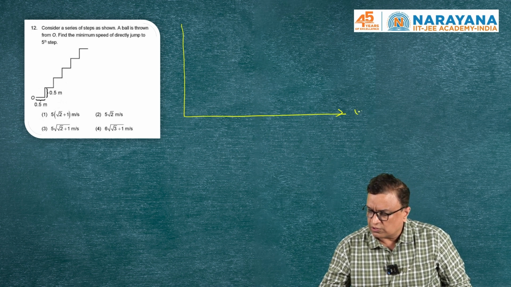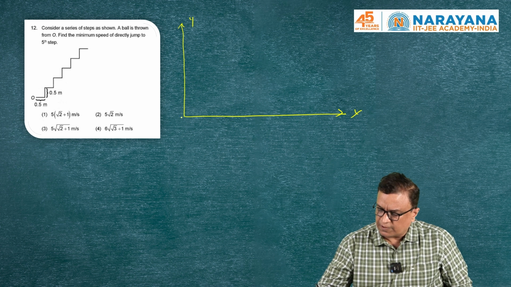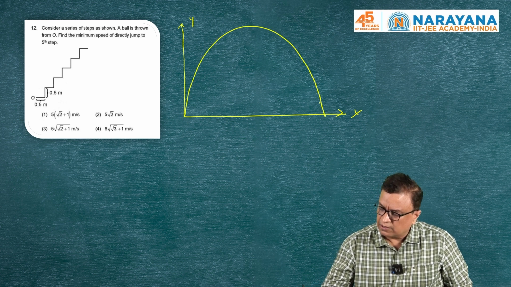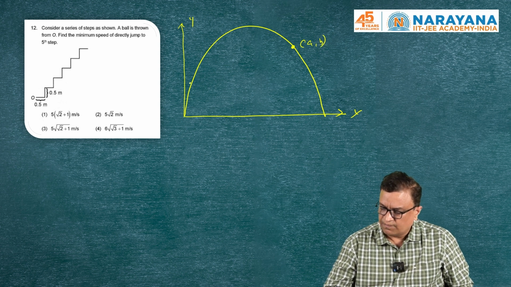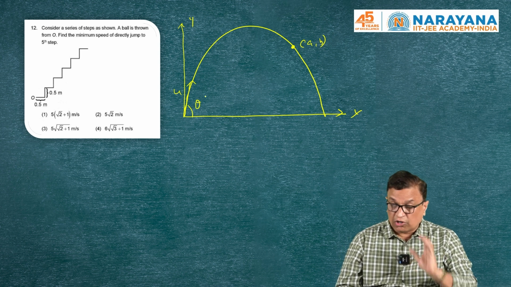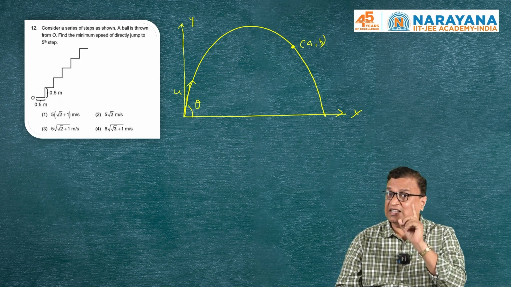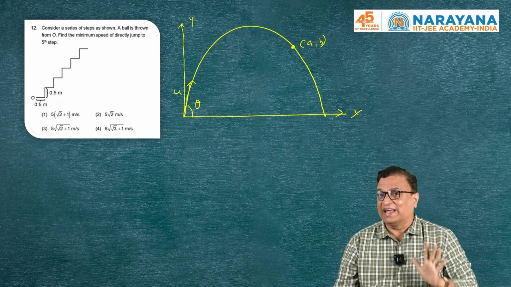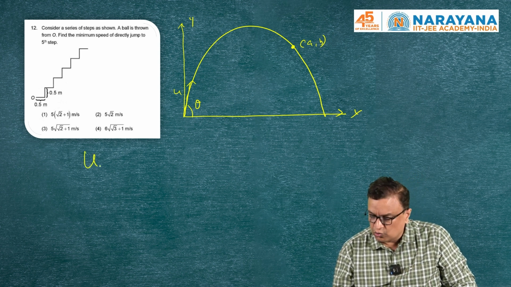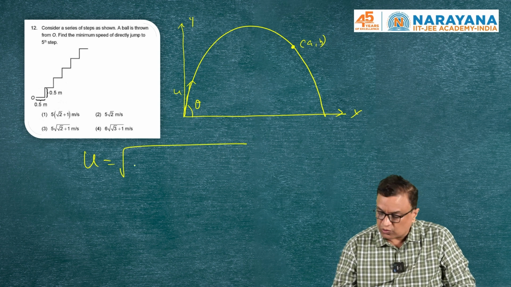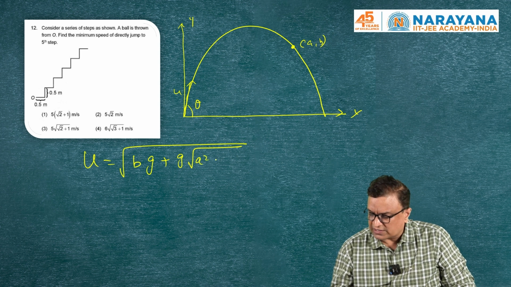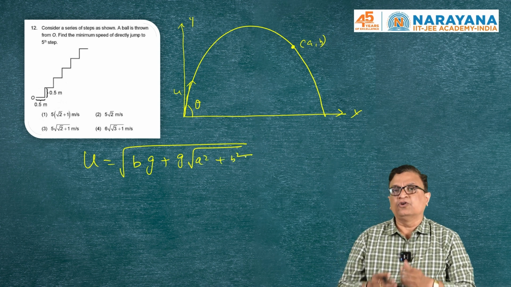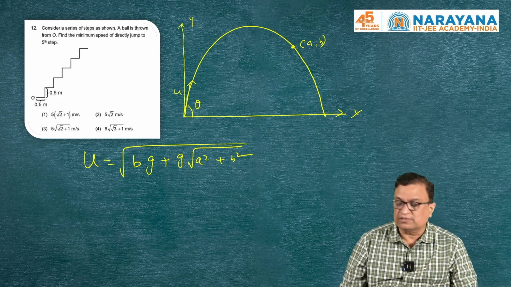Suppose this is a projectile and there is some point (a, b) in its path. You projected with speed u that makes some angle theta. You know the minimum speed required such that the target is hit is u = under root of g times (b plus root of a square plus b square). You know this, you can do this question.